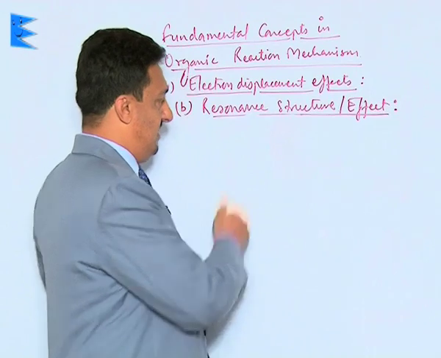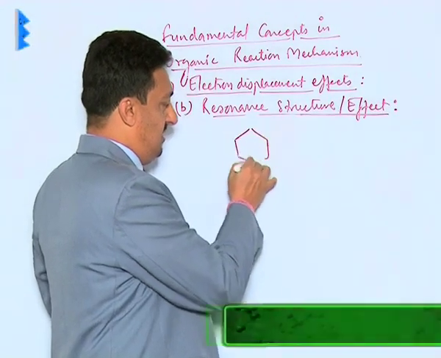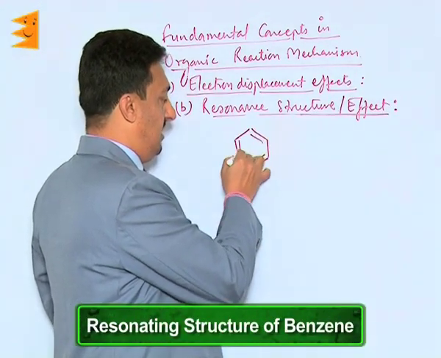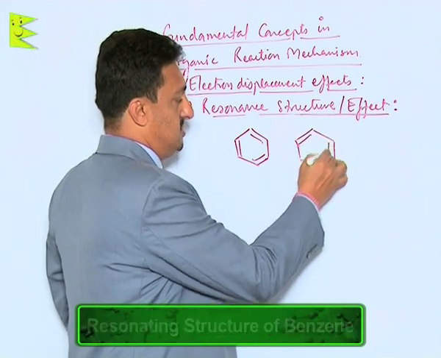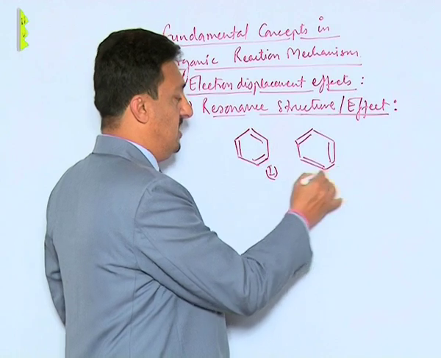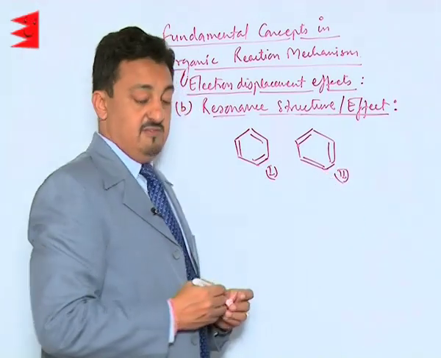Let us discuss now the resonating structures of benzene. We know that benzene is having what? 3 alternate single and double bonds, which can be written in this form also. So these are the 2 resonating structures we have in the case of benzene.